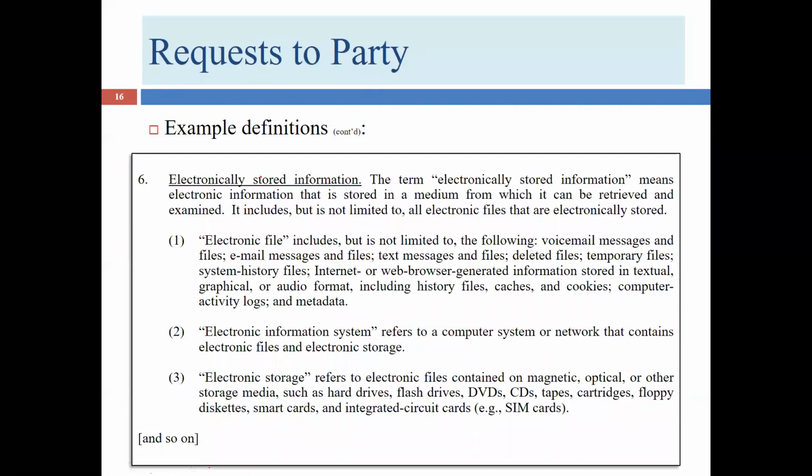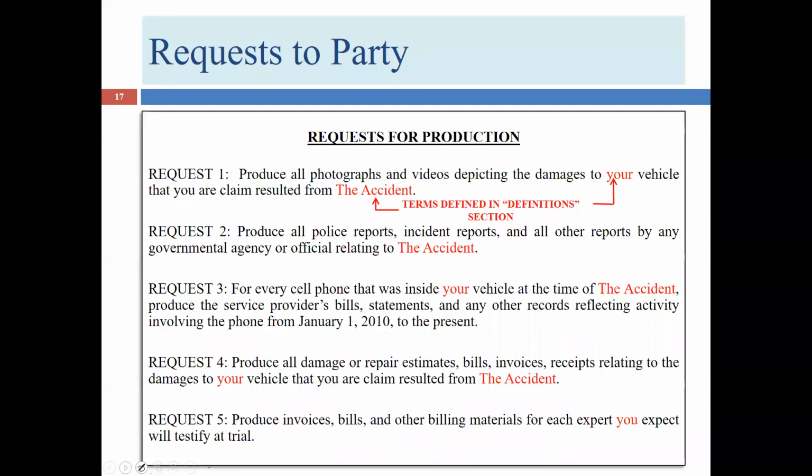And now we have the ESI, electronically stored information, so we have a definition for that too. Especially this category does need to be updated periodically because there's always a new storage tool that is used that may not have been available once upon a time. And so you do have to think about updating this from time to time.